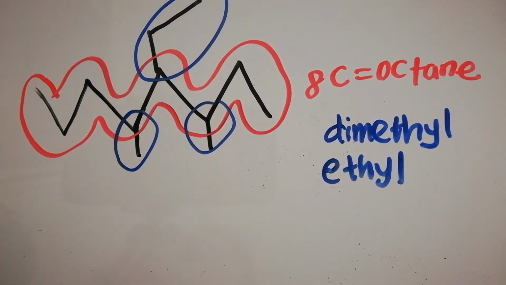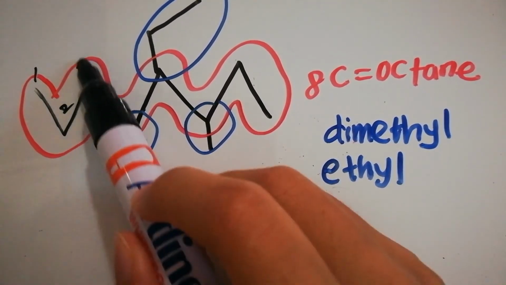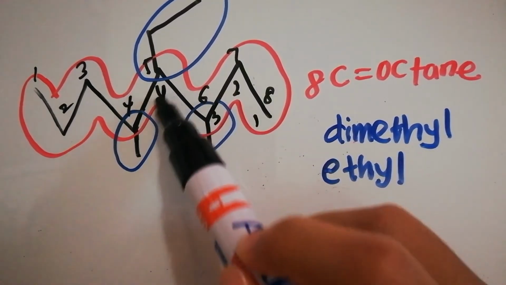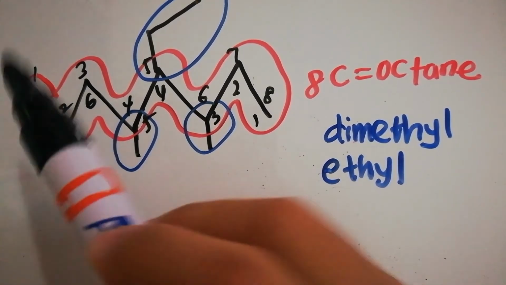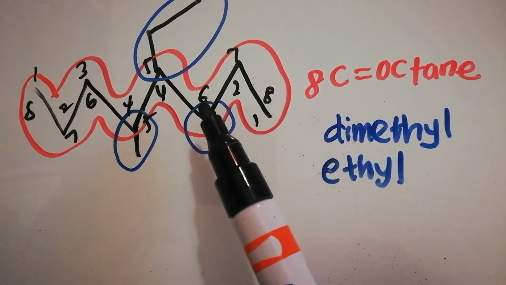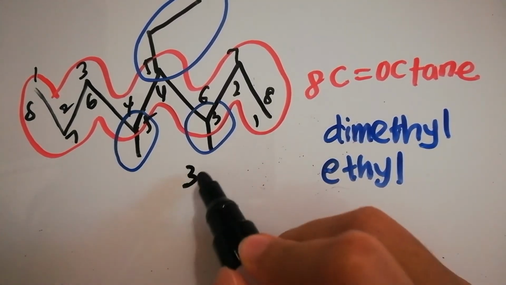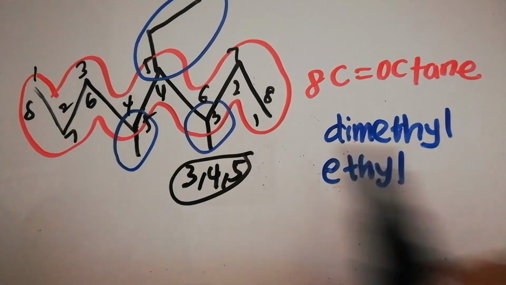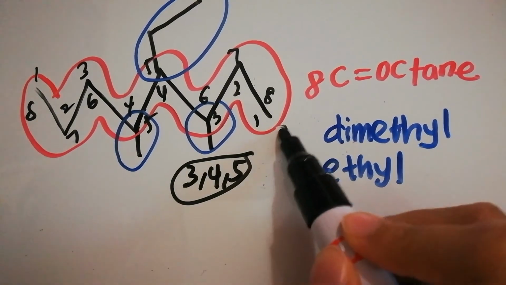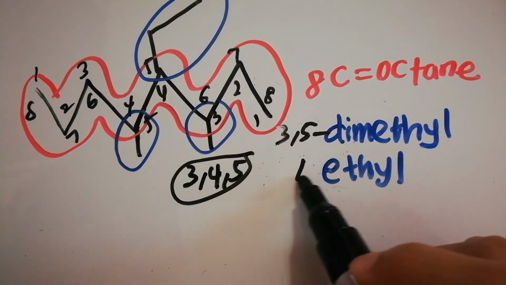The last step is we need to number the substituent. So starting from the left, 1, 2, 3, 4, 5, 6, 7, 8, we got here 4, 5, 6. And from the right, we got 3, 4, 5. So we take the lowest, which is 3, 4, 5. So for the dimethyl it is 3, 5 dimethyl. And for ethyl, it is 4 ethyl.